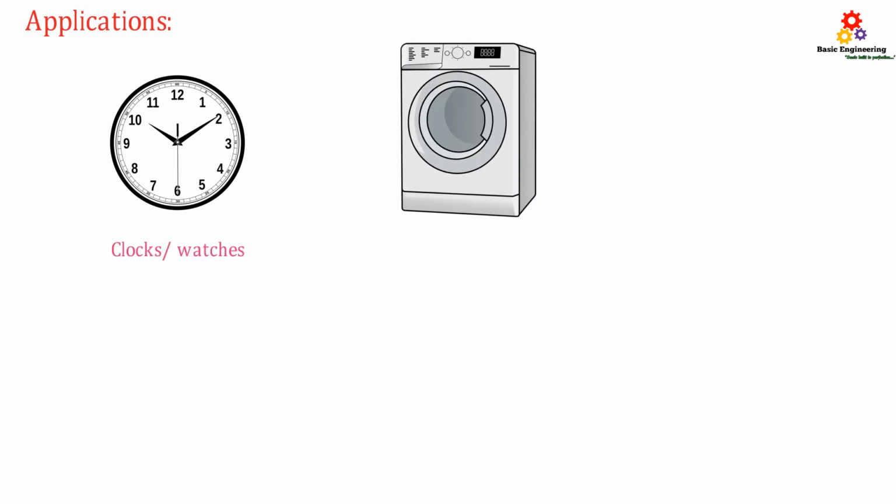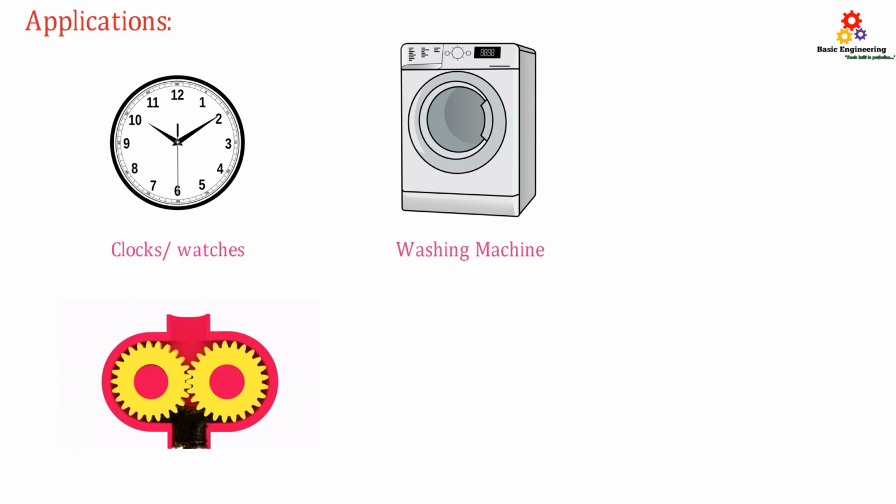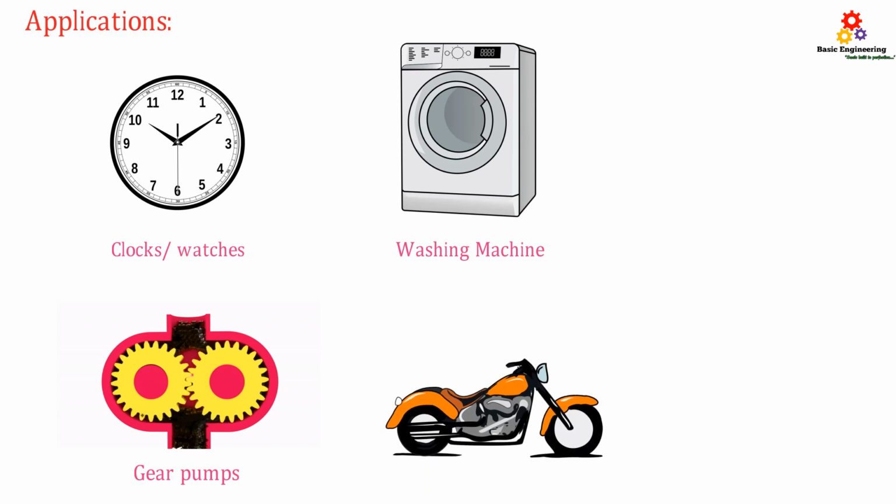Applications of spur gear. Spur gears are used in clocks and watches. In household applications like washing machines, spur gears are used to increase or decrease the torque. Spur gears are used in gear pumps to pressurize fluids. And as we have discussed, they can be used in motorcycle gearboxes.